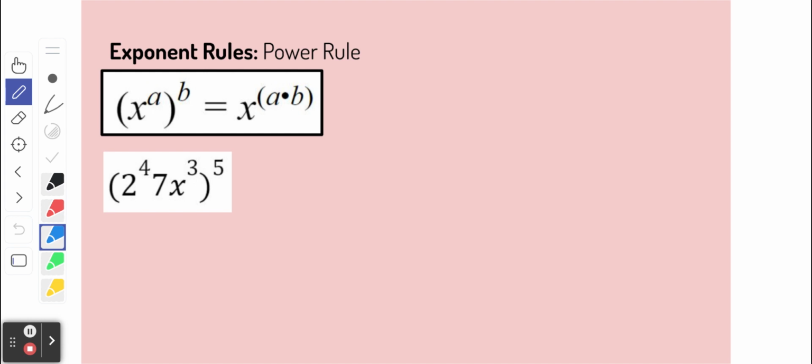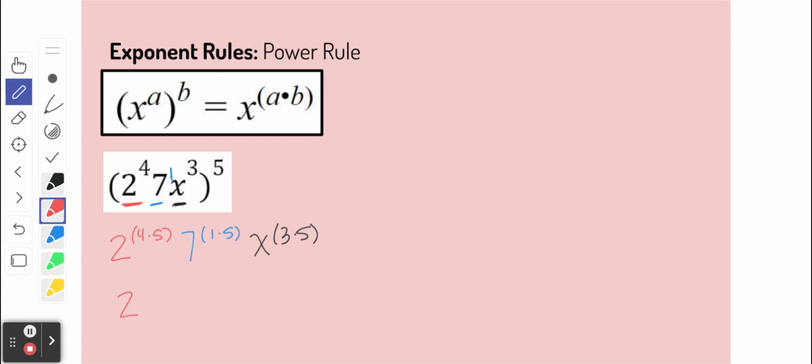One more example here. I have 3 different bases now. I have a base of 2, I have a base of 7, and I have a base of x. And I will apply the power rule to all of those. So my base of 2, I multiply the exponents 4 times 5, because that power is being raised to the fifth. My base of 7 really has an exponent of 1, so I multiply the exponents 1 times 5. My base of x, I multiply the exponents 3 times 5.